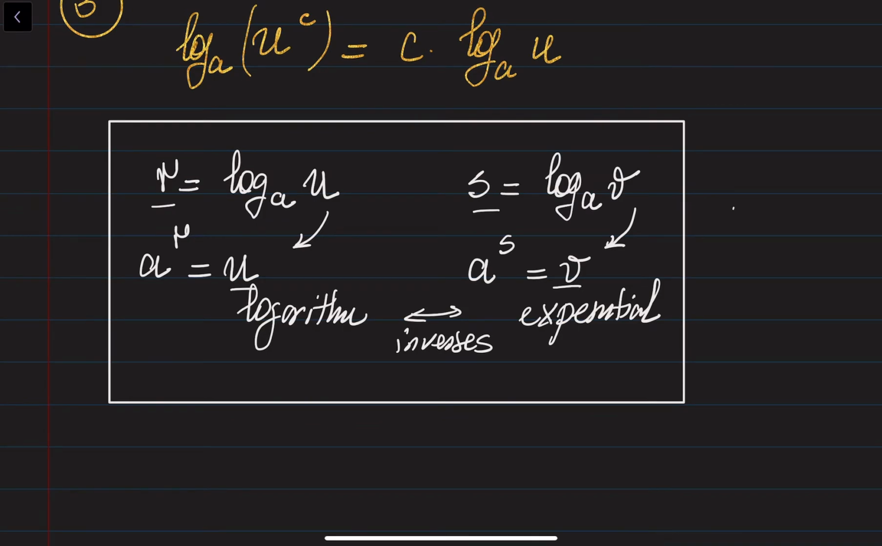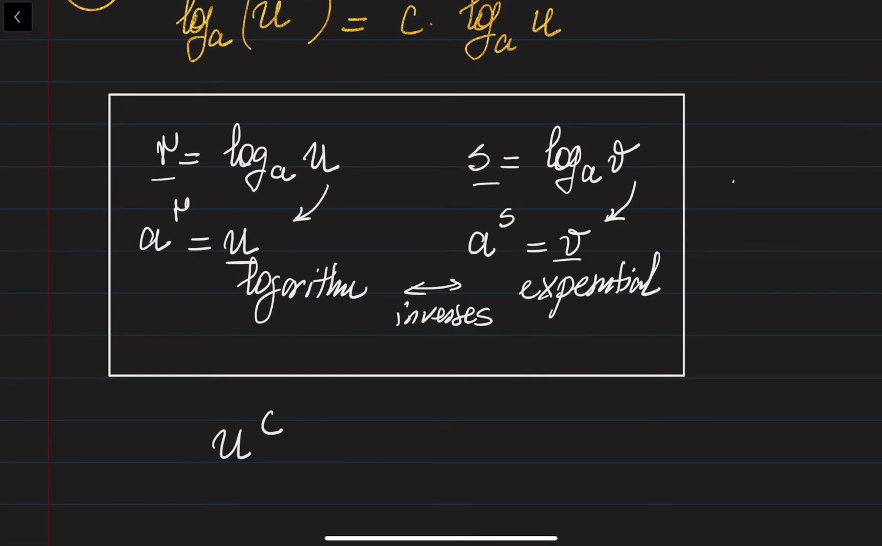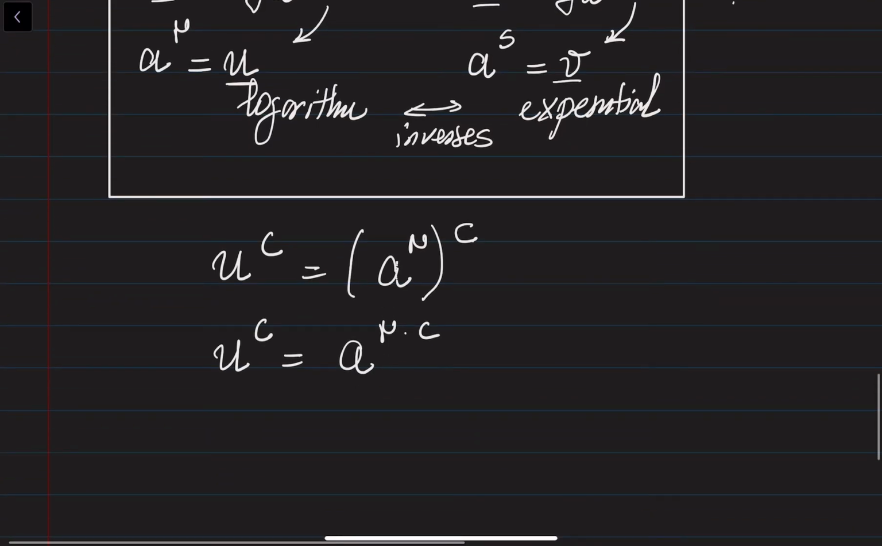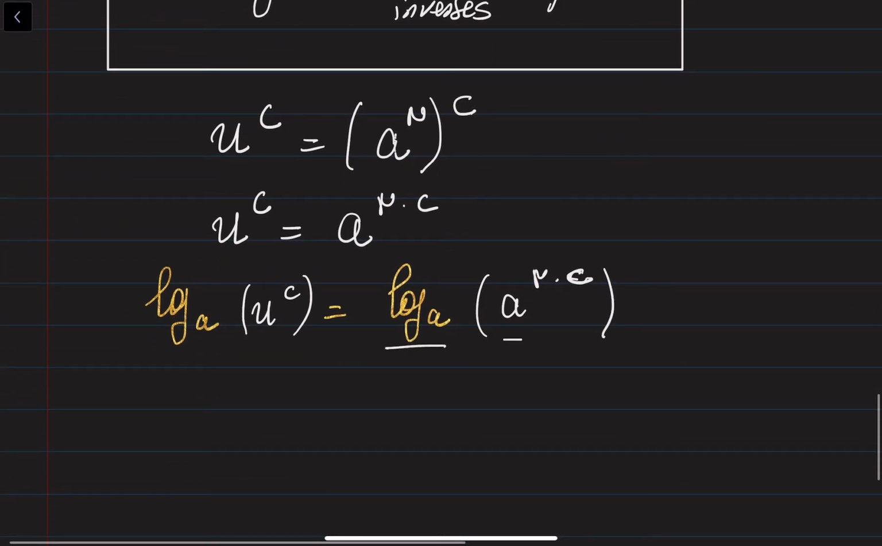Okay, so here you see, u is given as a to the power of r. So I'm going to write down what u to the power of c is, first of all, right? This is going to be a to the power of r, to the power of c. So we know by the property of the exponential functions that u to the power of c can be written as a to the power of r times c, right? So now I'm going to take the logarithms of both parts. So let me take the logarithm of base a of u to the power of c, and it's going to be equal to the logarithm of base a of a to the power of r times c. Okay, so you see that this function is going to cancel out this one again.